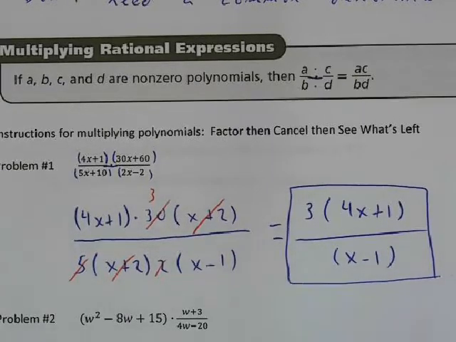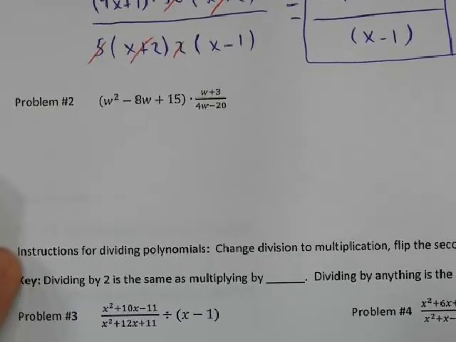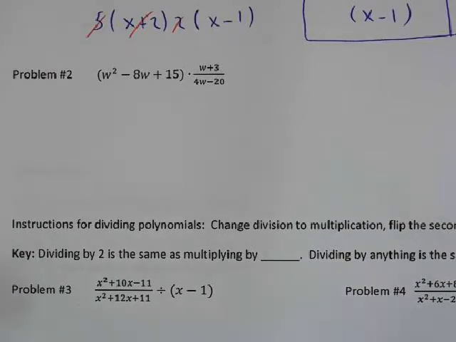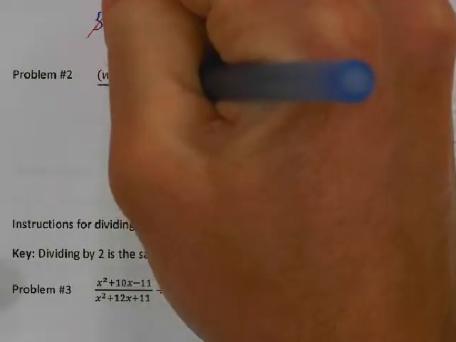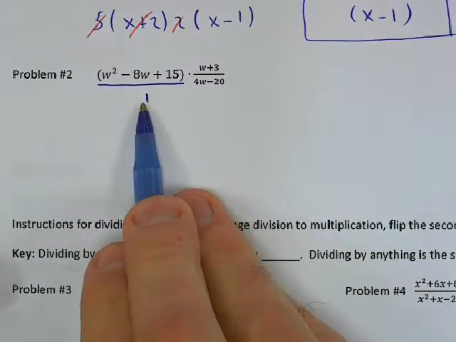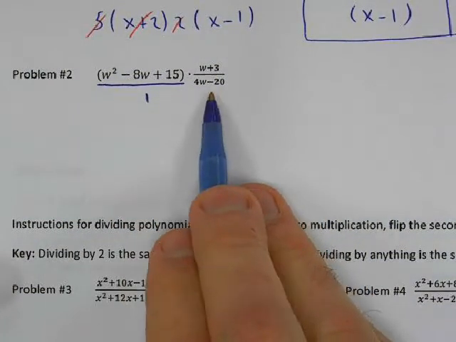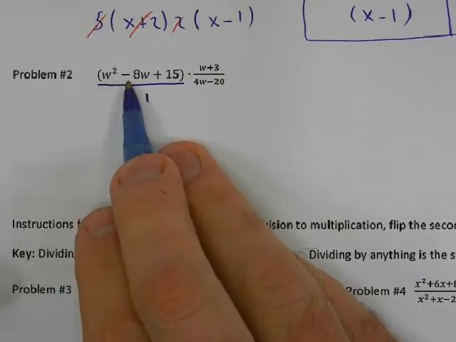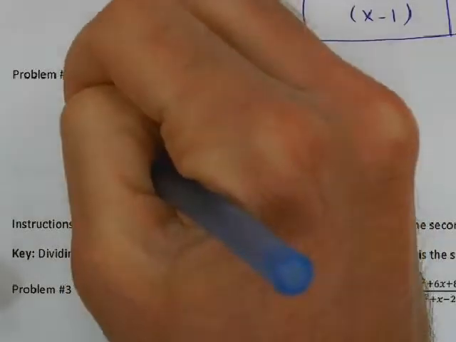All right, problem number 2. We've got this trinomial times this fraction. This is a little different because normally we're multiplying a fraction times a fraction. So is this the same thing? Well, sure, it can be. You just want to think of this trinomial as that big thing over 1. So I've got this trinomial on top over 1 times that binomial over that binomial. Now I've got my pieces, and I want to start factoring everything. W squared minus 8w plus 15. How are we going to factor that?